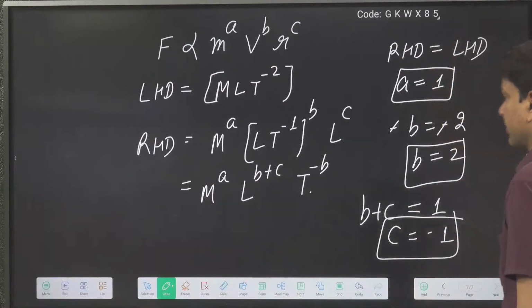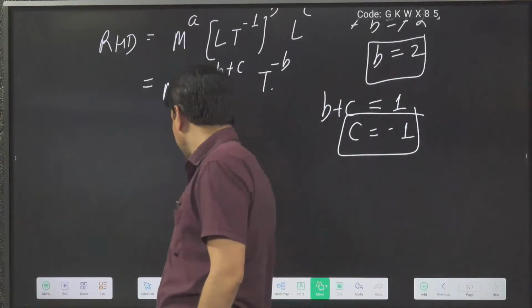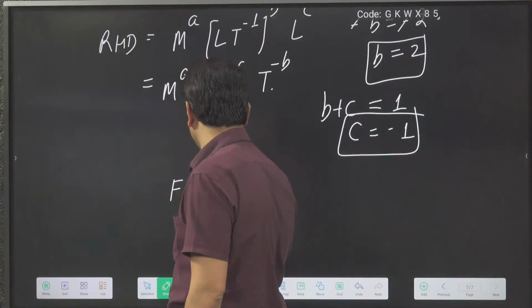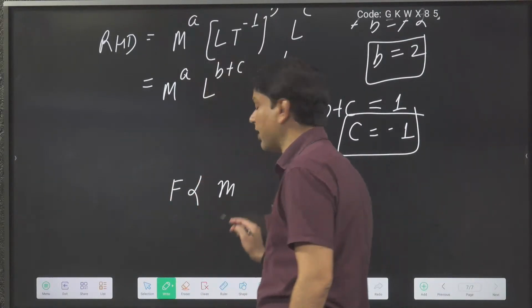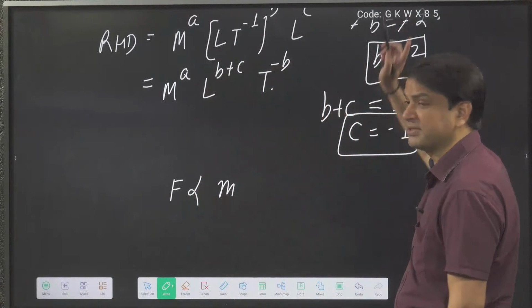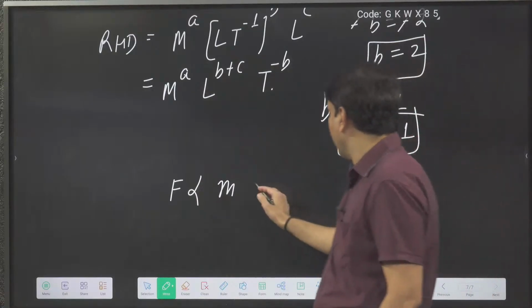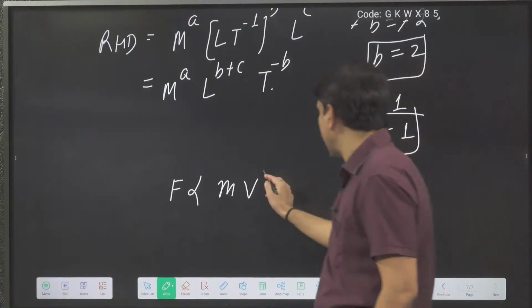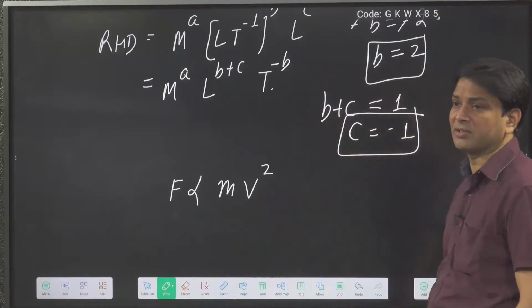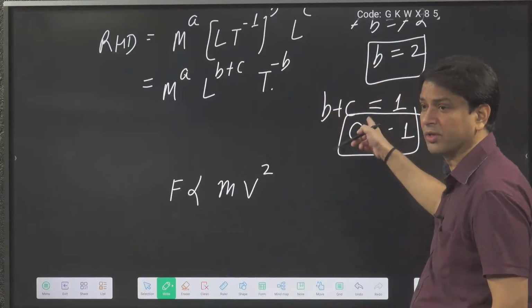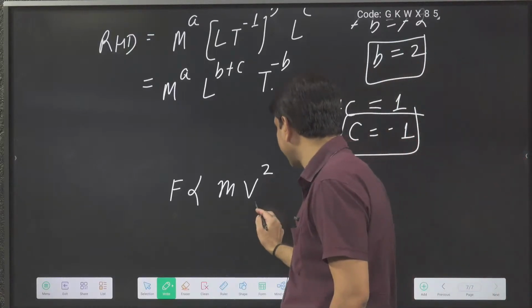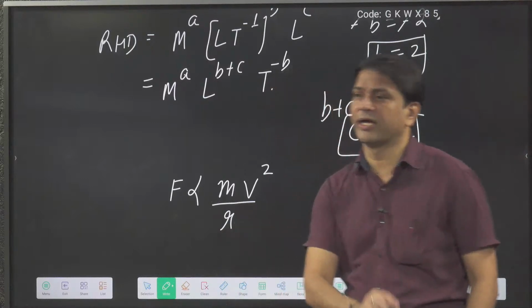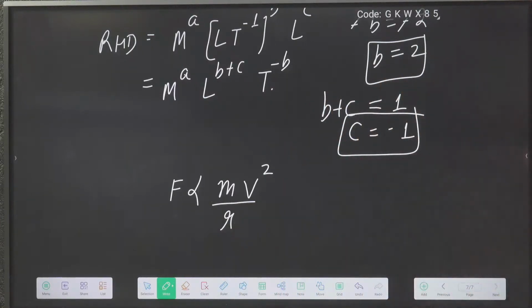Everybody got or not? Now force is directly proportional to m to the power a. M to the power a means a value I got 1. V to the power b, what is the b value I got? 2. And r to the power c, c value I am getting minus 1. R to the power minus 1 I can write in the denominator. Then what did I get? F is directly proportional to mv square by r.